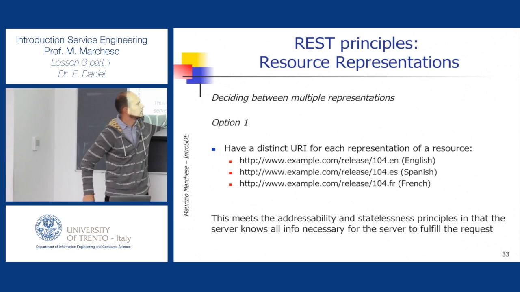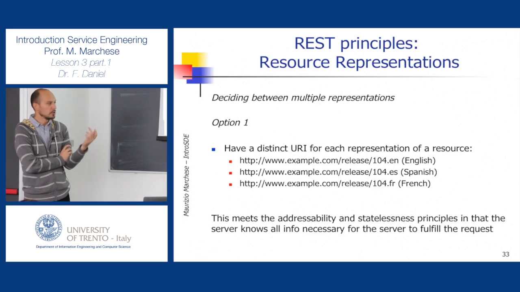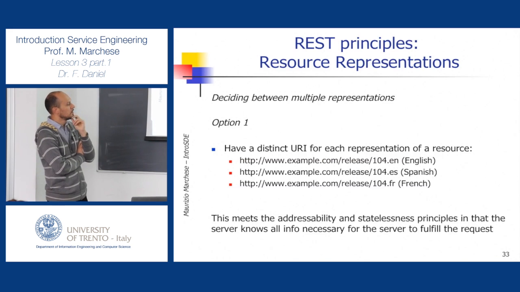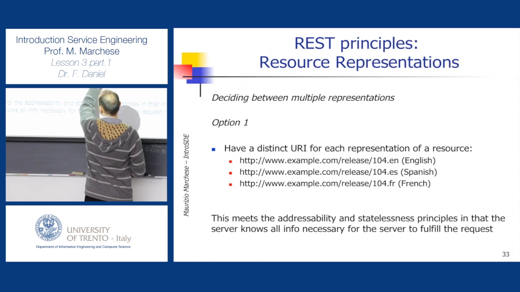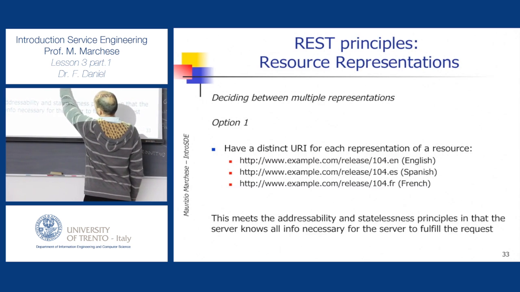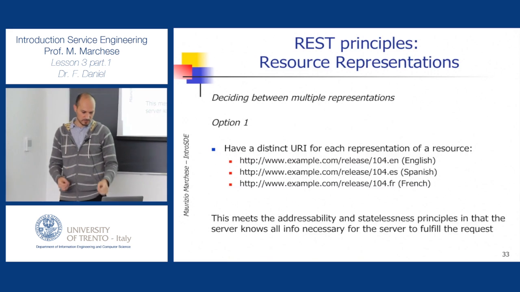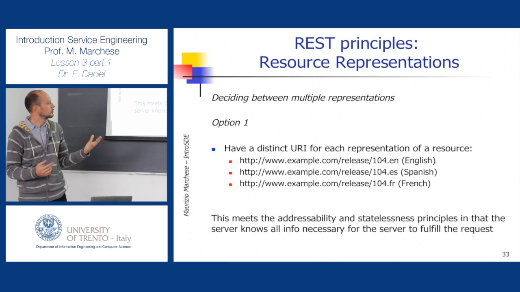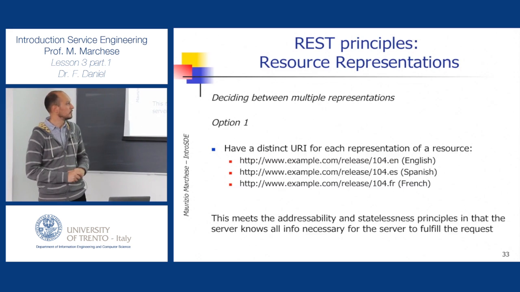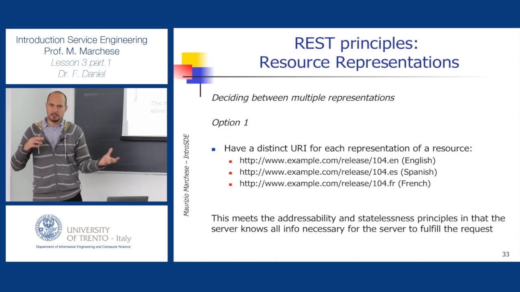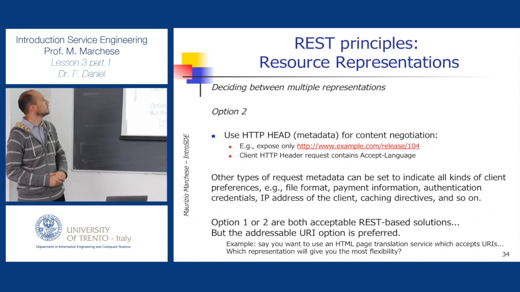Either you have simply different URIs for the different representations. In this example, you have representations in different languages, and each one is identified by a known URI. So this is one way of doing it. Let's say this part here, till 104, identifies the resource, and afterwards you add additional control information to select the representation. This meets, of course, the requirements of addressability and statelessness. It depends on how the server is implemented. Maybe we can discuss once we see the second option.